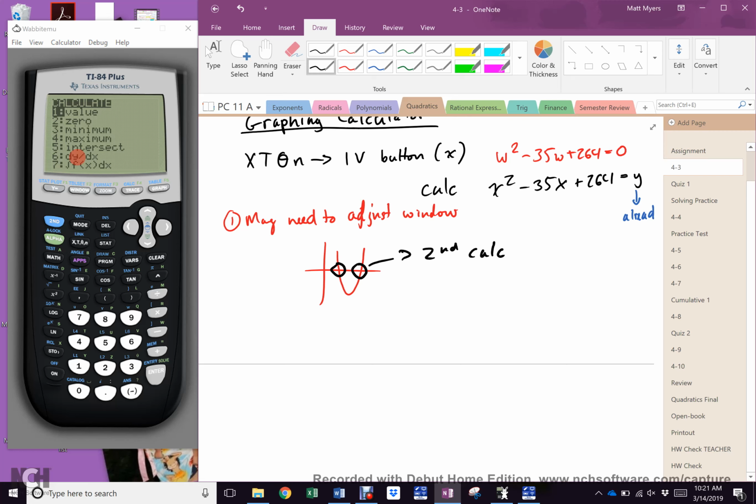Noah, what do you think? We are seeking a value, possibly. What else? We are seeking an intersect because we want to see where the line intersects the x-axis. Nope. We're not seeking a minimum because this would be the minimum, right? The lowest value. Maximum will be the highest value. How high is this parabola going to go? Infinite. So we can't be seeking a maximum.